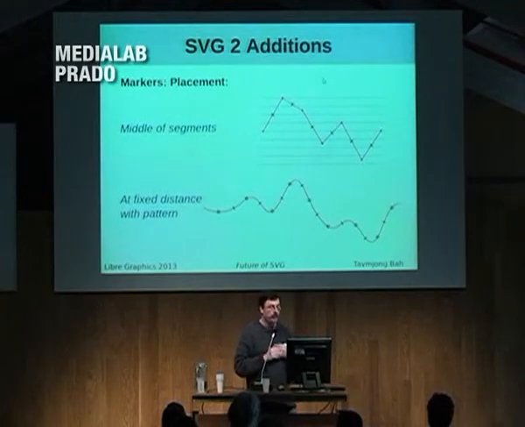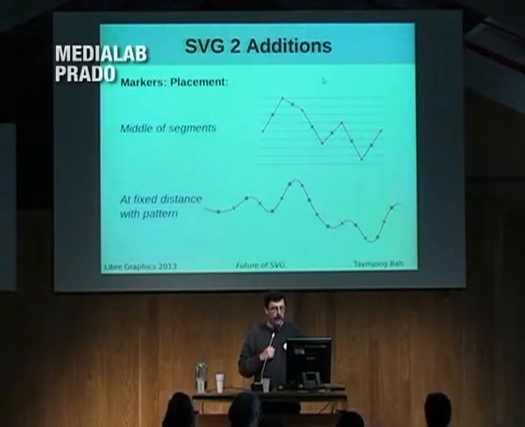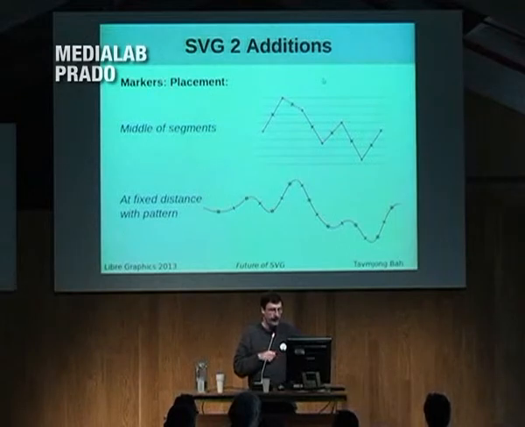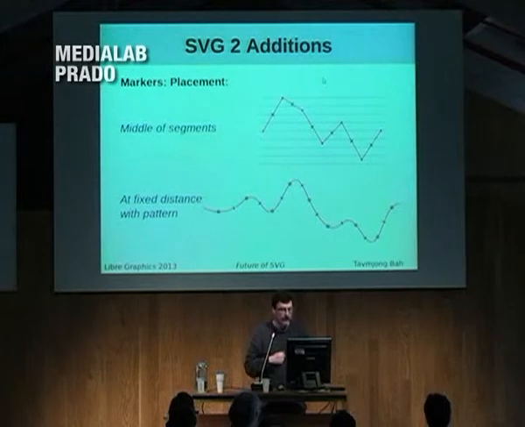Marker placement, you'll be able to add. Right now you can add markers at the nodes, the pink circles, places where there are pink circles. You'll be able to, in SVG2, put them in the center of a line or at a fixed distance along a path.